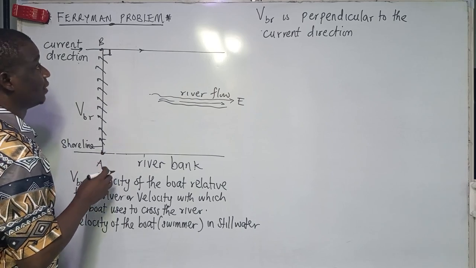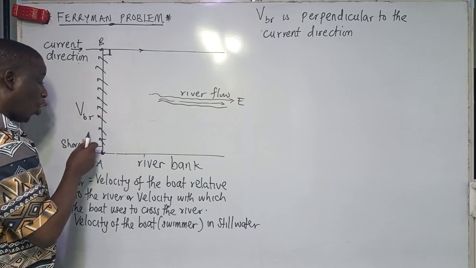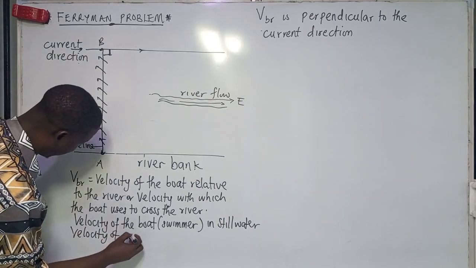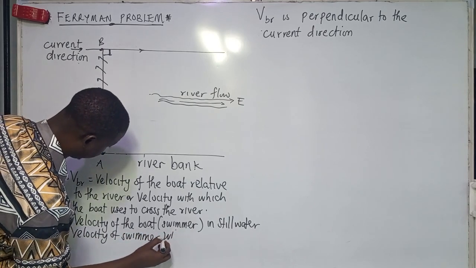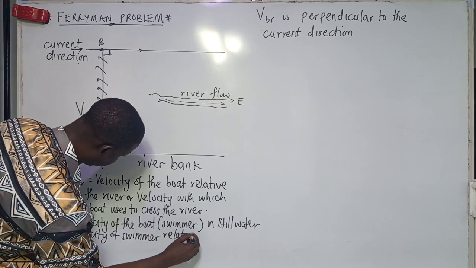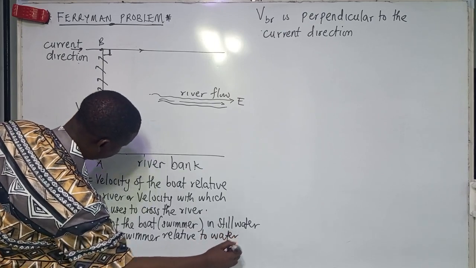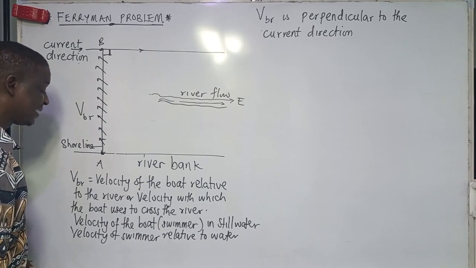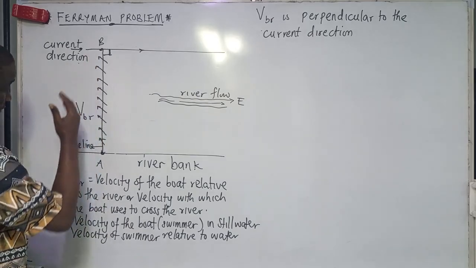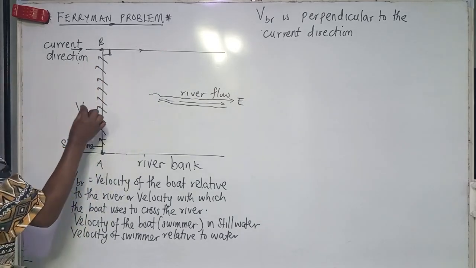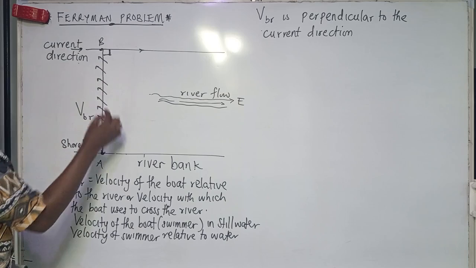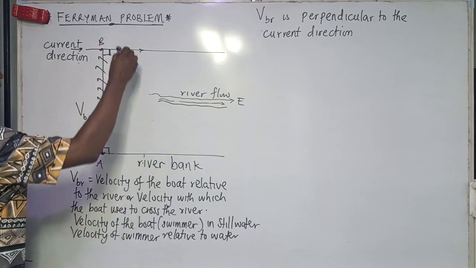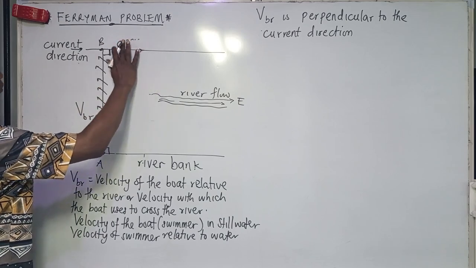Now, this is a bank. I told you that the velocity of the boat relative to the river, we can also call the velocity of the swimmer relative to the water, where water represents the river. Sometimes we say velocity of the swimmer relative or with respect to water. That is its direction, and that velocity is perpendicular to the river bank. I hope you know. So this is the river bank. This is the bank of the river. This is the opposite bank.